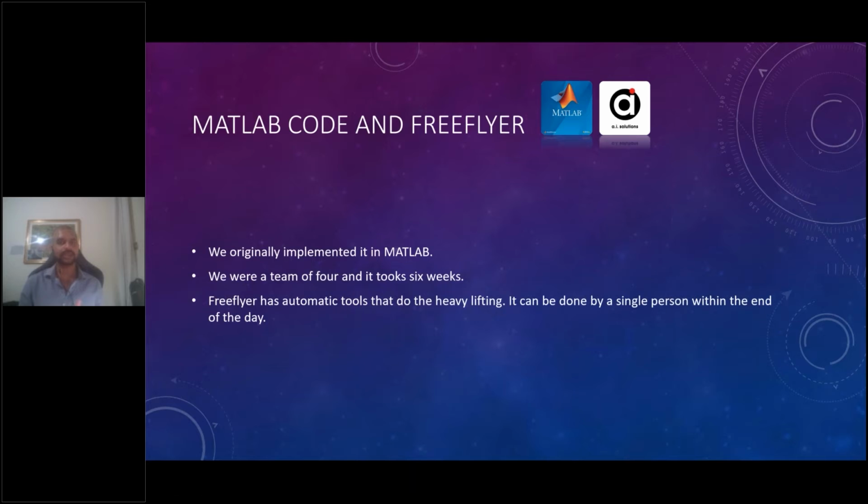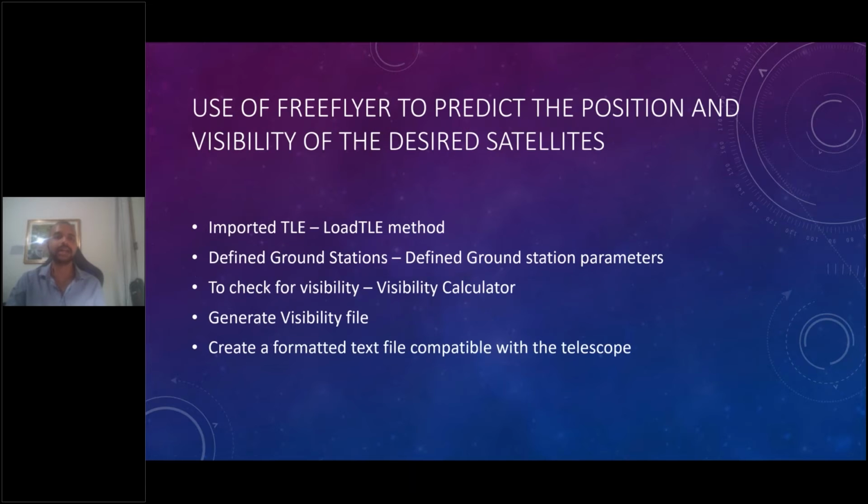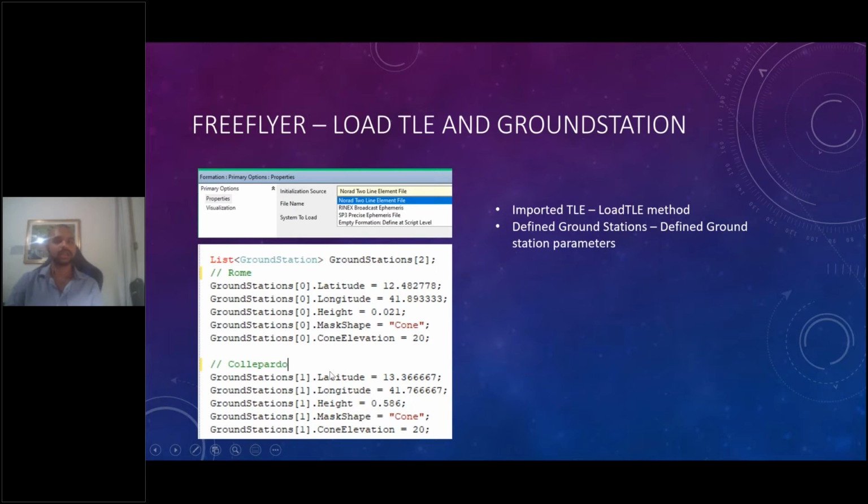FreeFlyer has tools that do a lot of this job in a very reliable and very quick way. So all the steps can be done using these codes. Using a load TLE method, we can directly load the TLE for all the satellites that we want to observe, and we can define ground station parameters like this. You see there are ground station parameters for Rome and Colorado.